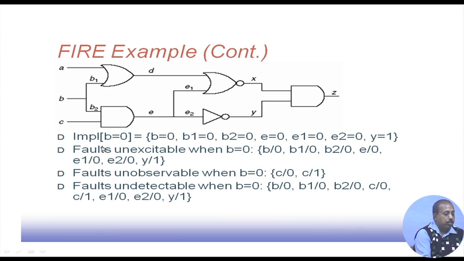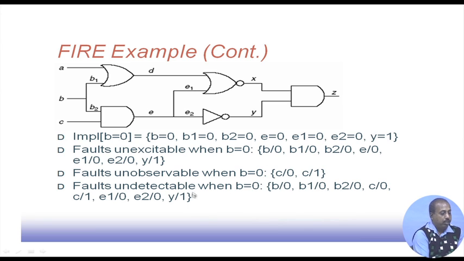Now, if we consider the other case, that is B equal to 0. So, this is the implication of B equal to 0, B1 equal to 0, etc. And then faults which are unexcitable when B equal to 0 are basically from this implication set. Faults that are unobservable when B equal to 0: if we propagate through the circuit, we will find that C equal to 0, and C stuck at 0 and C stuck at 1, these are the two faults that cannot be observed when B is equal to 0. So, if you take the union of these two sets, you will find the faults which are undetectable when B equal to 0. So, this is the set.